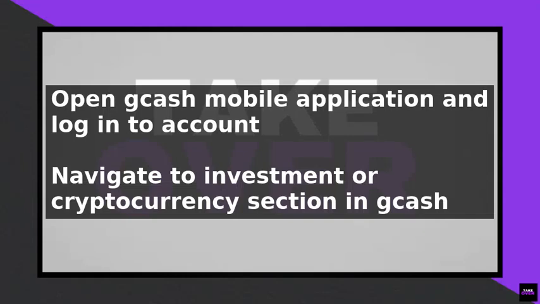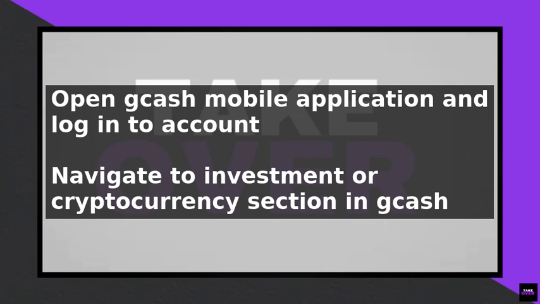To send Bitcoin through GCash, you first need to have a GCash account and a Bitcoin wallet. Start by opening your GCash mobile application and logging into your account. Once you are logged in, navigate to the investment or cryptocurrency section, depending on the GCash application layout.